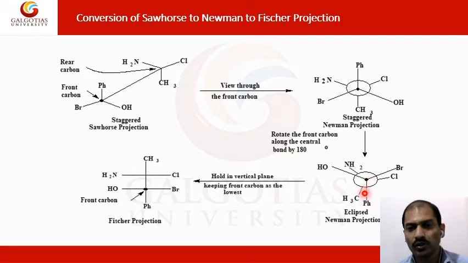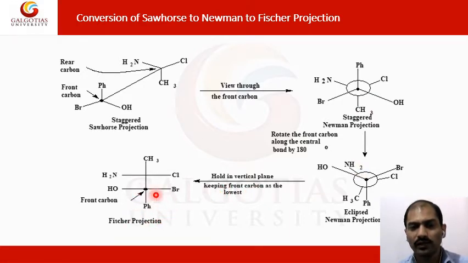So you can watch these changes, which is the eclipsed form of the Newman projection. So similarly, other groups will go the same way, and they will change their positions. So this way you can easily convert the different forms by interconversion. So in case of holding in the vertical plane, keeping the front carbon as the lowest, by this way you can change this into another form which is called Fischer projection.